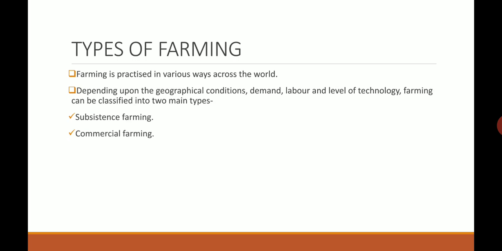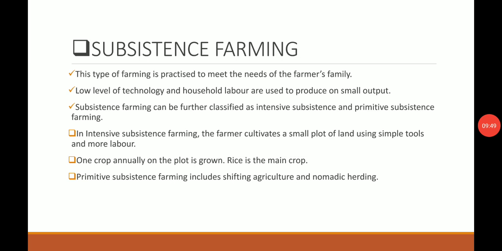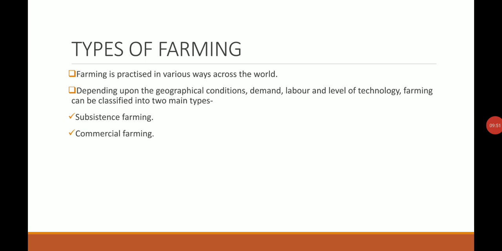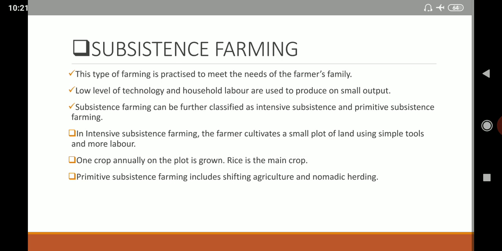Farming is practiced in different ways all over the world, depending on the geographical condition, the demand of the crop, the labor rate and the technology level. Farming can be classified into two types: subsistence farming and commercial farming. So let's discuss subsistence farming first.